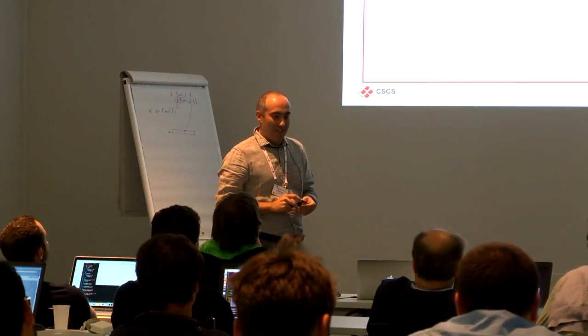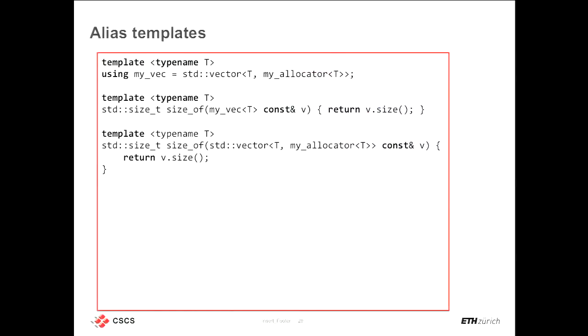Okay. The code doesn't compile, and the reason is my vec is the same as this guy. It's just an alias. It happens to have a different name, but it's an alias for the same thing, std vector T, my allocator T, which is this guy. And this guy is exactly the same. The compiler says, well, there are two implementations of the same function. I cannot choose one or the other. So you get an error that says this function is ambiguous with the other one. I don't know what to do with it.